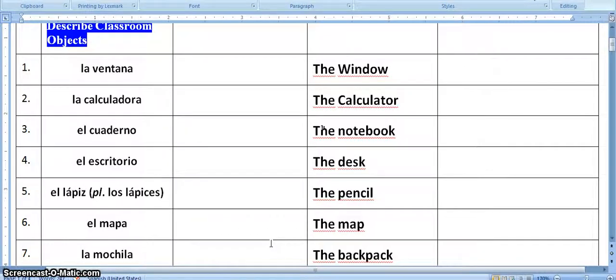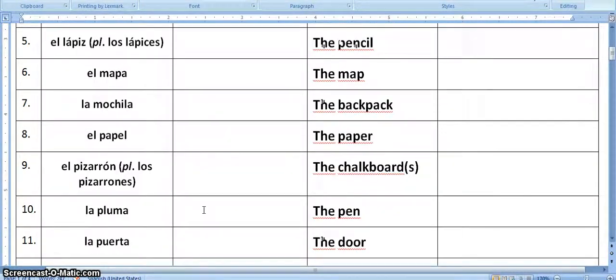Número cinco is el lápiz. El lápiz. Okay, that is the pencil. Notice that when it's plural, it's los lápices. Los lápices. The Z changes to a C, and there is an accent on lápiz. If you look at número seis, it's a tricky one. El mapa. El mapa. And that is the map. Once again, it's a cognate. Notice that it is el mapa, not la mapa. That's a tricky one. This one doesn't follow the rules. So, número seis is el mapa.